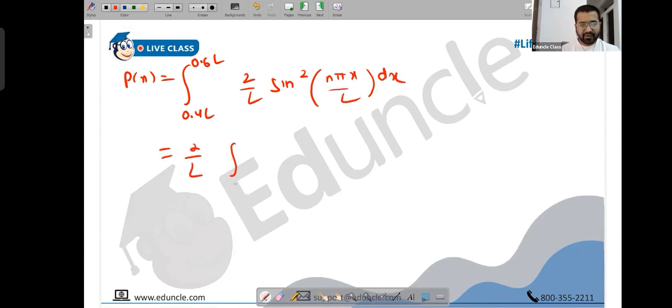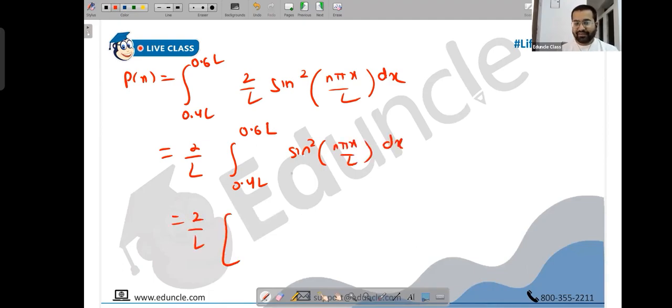So now I can put 2 by L outside. We have 0.4L to 0.6L of sin square n pi x by L. Now don't write L by 2 because it's not 0 to L. Now you have to solve. Do not write L by 2. So we already have solved the integration at least.